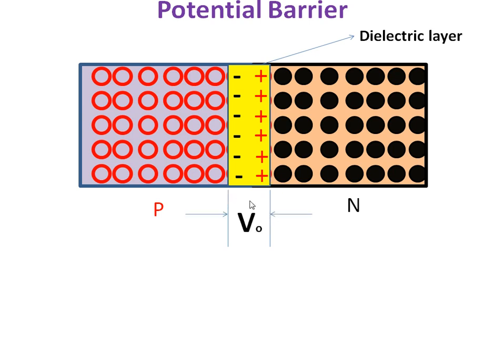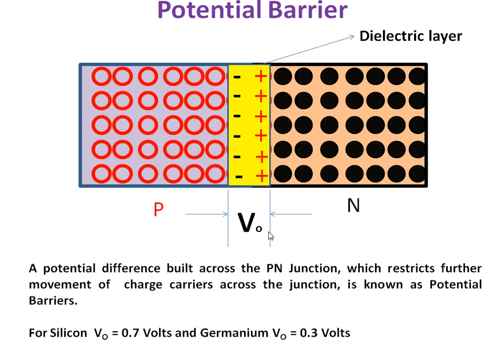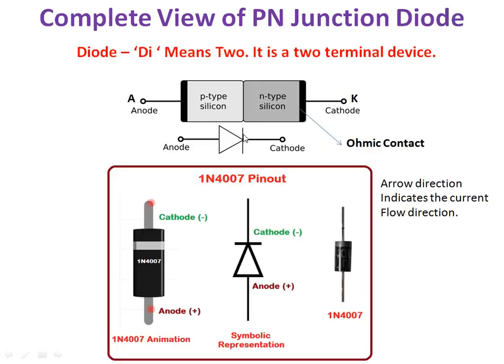So this potential is known as the cut-in voltage or barrier potential. The potential difference built across the p-n junction, which restricts the further movement of charge carriers across the junction, is known as the potential barrier. Generally for silicon this potential barrier is 0.7 volt, and for germanium it is 0.3 volt. So this is the complete view of the p-n junction diode.